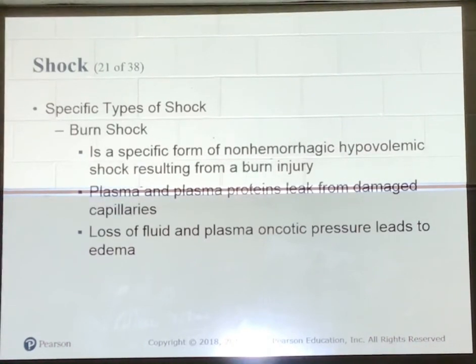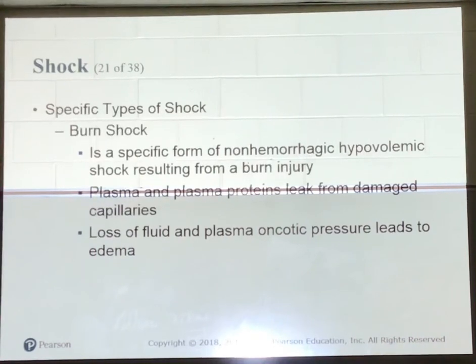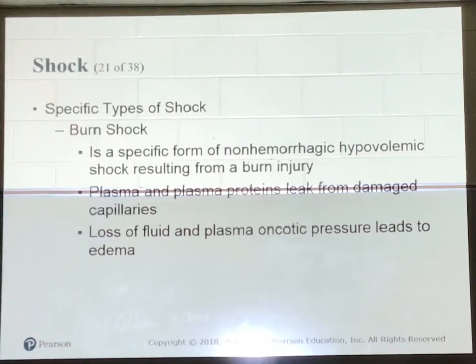Burns. The skin plays a major role in regulating fluid retention in the body. Burns will disrupt the body's fluid balance. Okay? When the capillary is damaged from a burn, it becomes permeable. All right? It's leaky. Things can come in, things can get out.